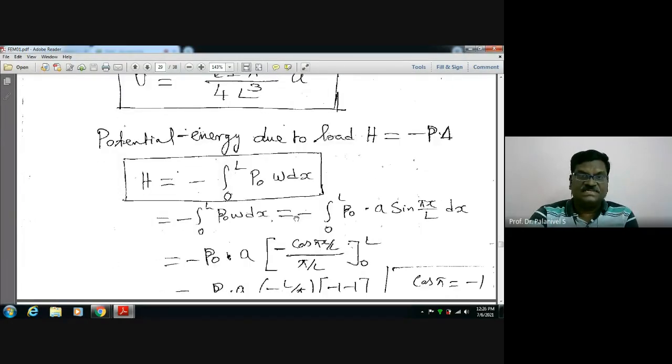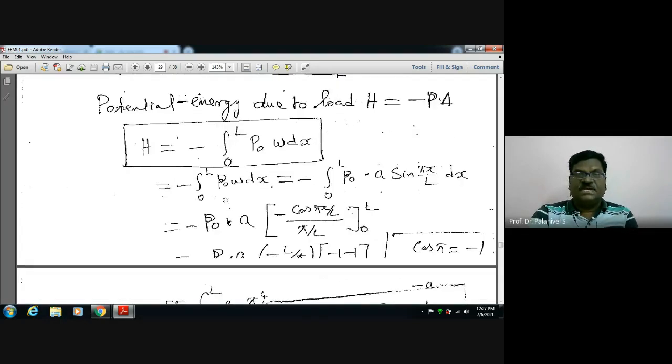Please see here, the work done by the force acting over the infinitesimal distance dx is P naught dx, the total load for that infinitesimal distance, into W, the displacement below it. W is the variable here. I have written P naught W into dx like this, for an infinitesimal length. For the entire length of the beam, what to do? I have to integrate, 0 to L, that's why minus integral 0 to L of P naught W dx.